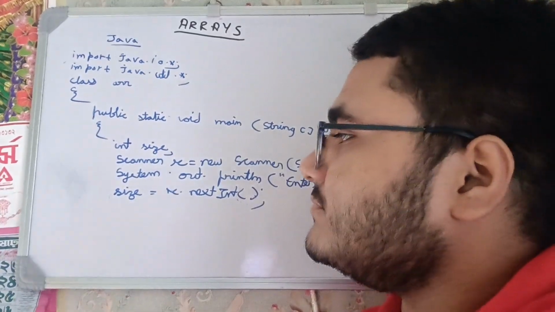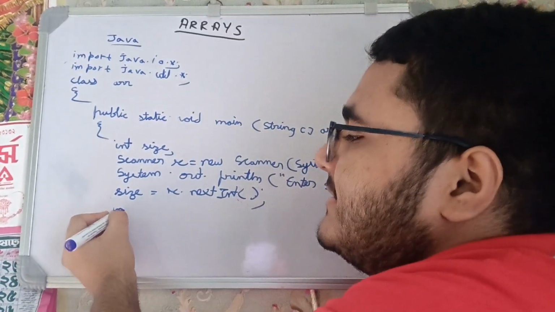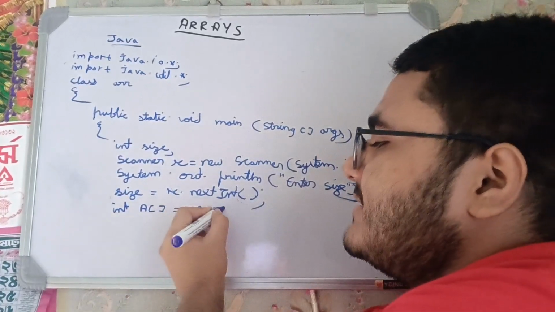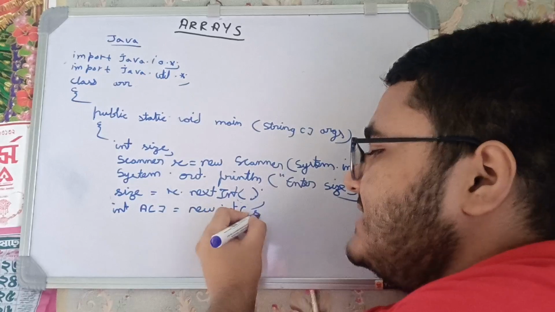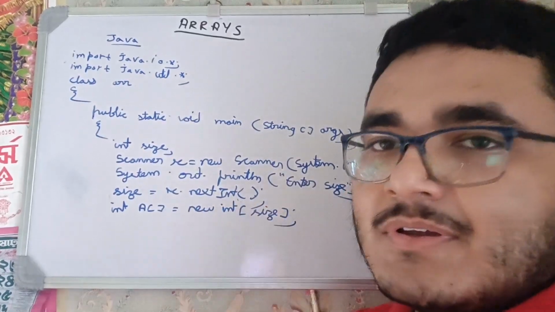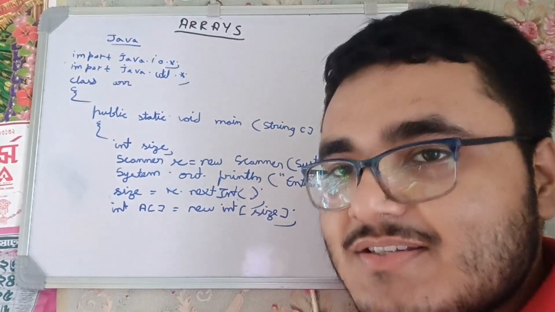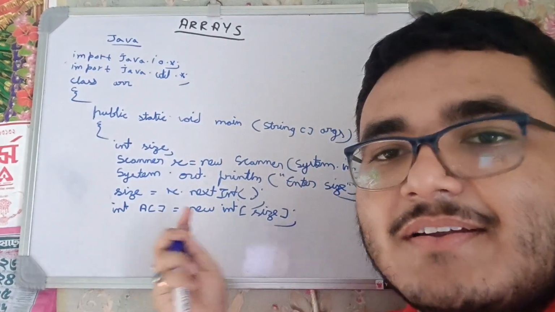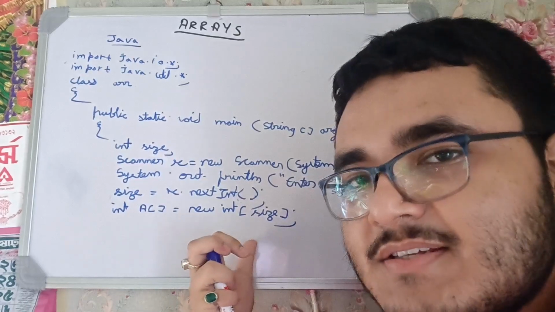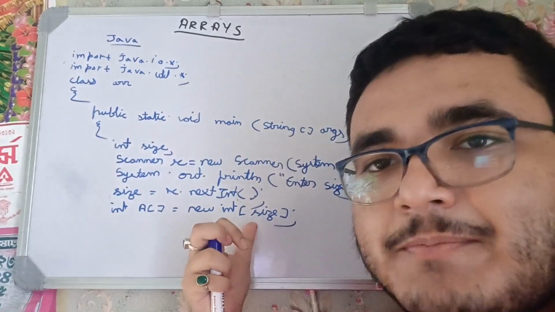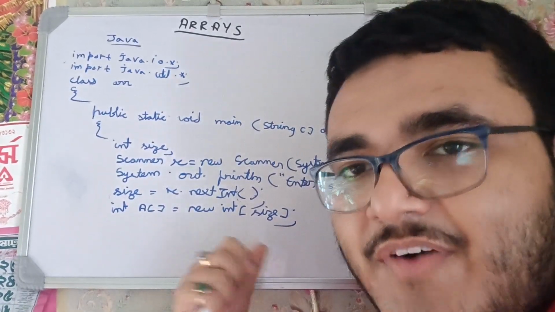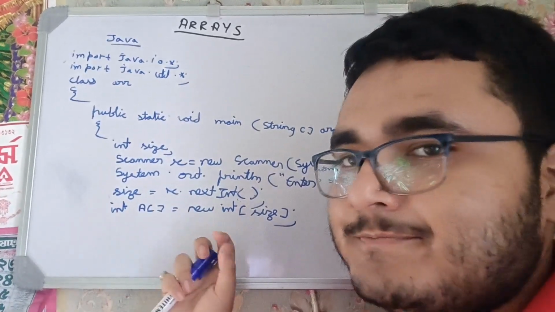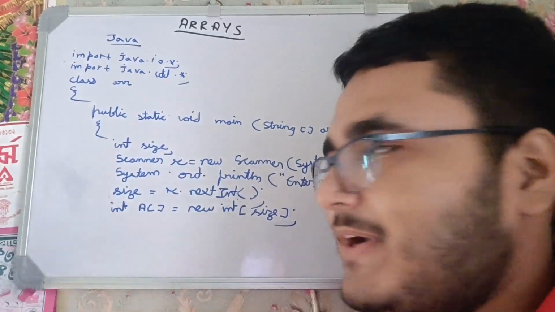Now int a is equal to new int[size], right? Here we have declared the array of size, I mean size will be given by the user. If the user gives 5, then an array will be declared of size 5. Okay, I mean 5 blocks will be created in memory.